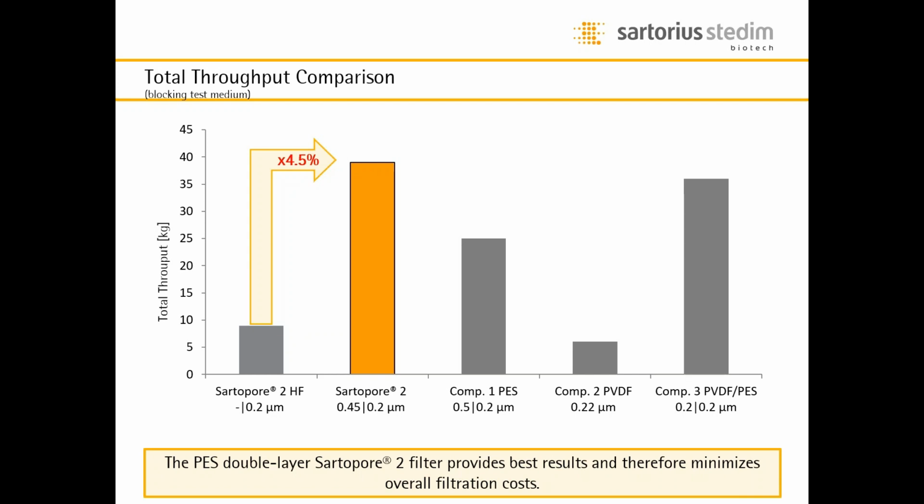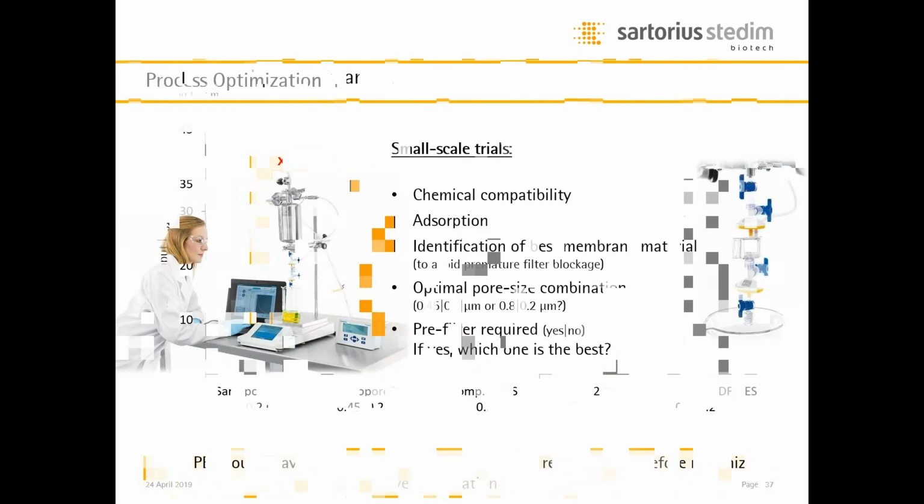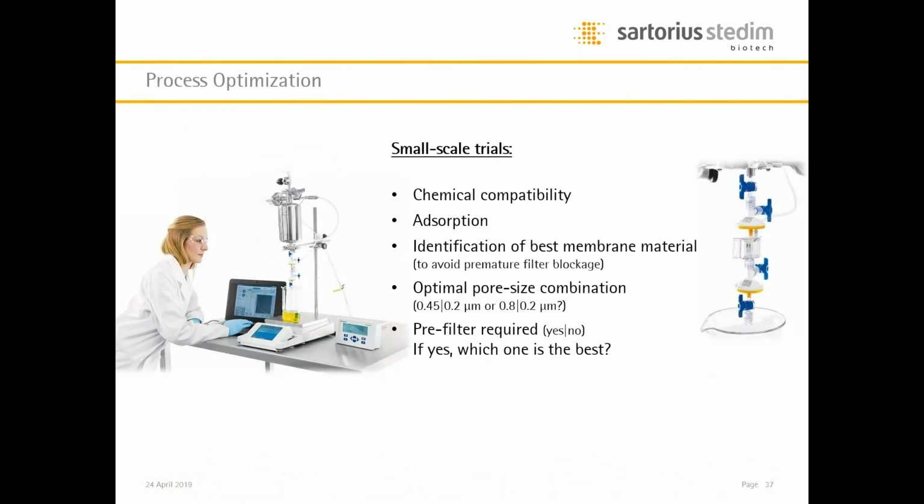As soon as there is a certain particle load that may offer a risk for early blocking, then a heterogeneous double layer construction makes sense because the capacity is significantly increased, and by this you need fewer filters for a given batch. So this, of course, has to be identified and verified in this kind of small-scale trials.